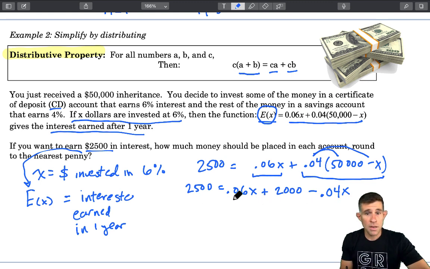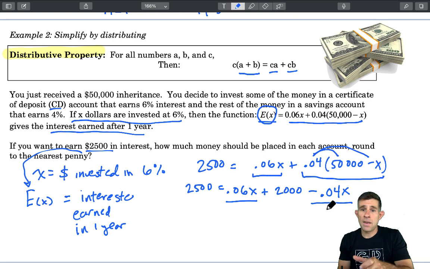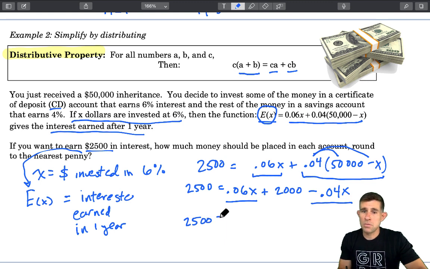All right, now we're down to just addition and subtraction. So we're going to combine our like terms. Be careful, these are on the same side of the equal sign, so we're just simply going to combine them by adding them. 0.06 and a negative 0.04 combine to give me 0.02.